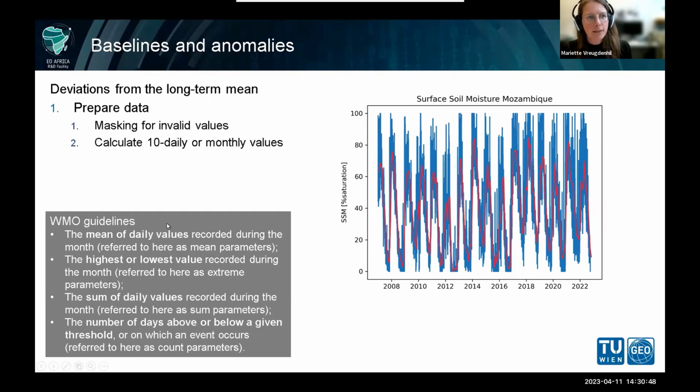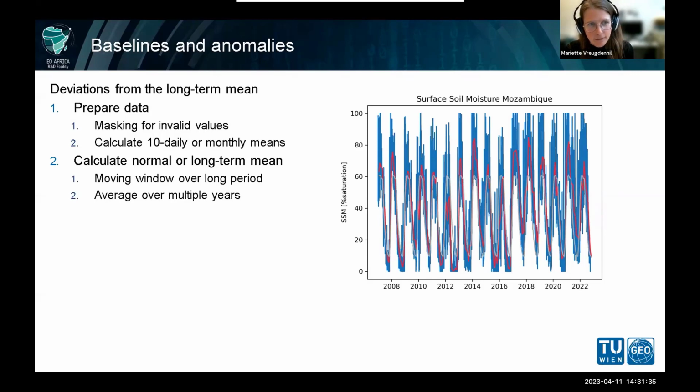The WMO guidelines tell us here that we can either calculate mean daily values, or we can take the highest or lowest values per month. We can also do the sum of daily values, or the number of days above or below a given threshold. The sum of daily values is very much applicable, of course, for precipitation data, not so much for soil moisture data. For soil moisture data, what's usually done is either the monthly mean based on the daily values, or, for drought monitoring, for example, the lowest value could also be taken. But here we're now working with the mean of the daily values for every month.